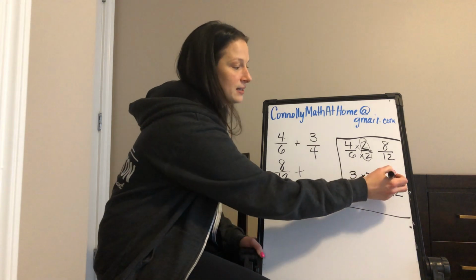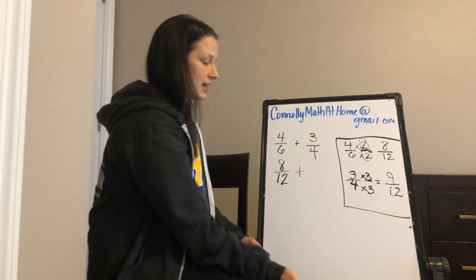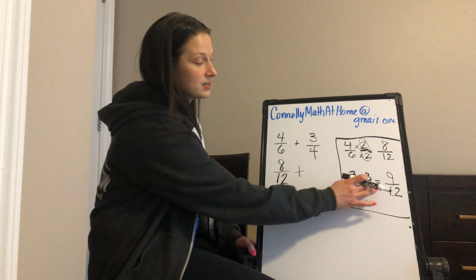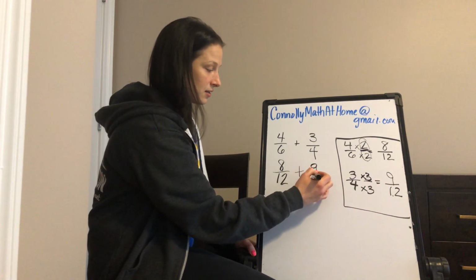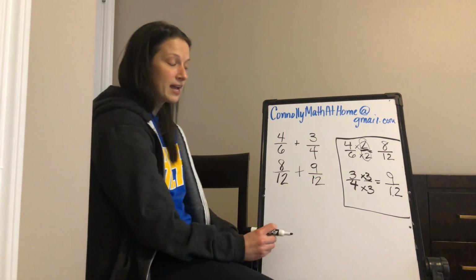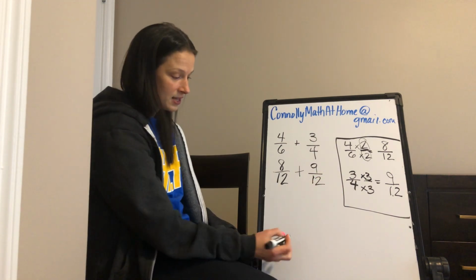3 times 3 is 9. Okay, so 3/4 is equivalent to 9/12. They are the same amount. So I end up with 9/12.